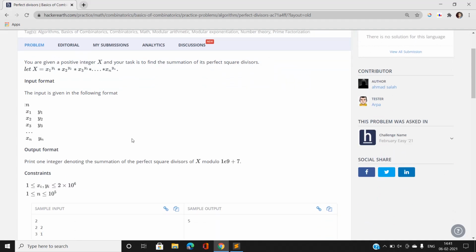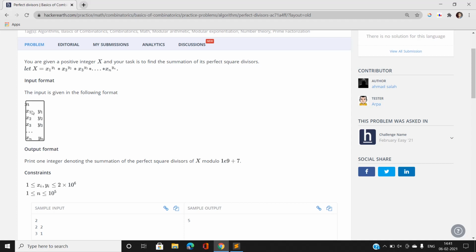In this question, we have been given a positive integer x, where x can be represented as x1 power y1 into x2 power y2, up to xn power yn, and x1, y1, x2, y2 up to xn, yn are given as input data. What we have to do is print the sum of the perfect square divisors of x. Note that we have to print the answer after taking modulus 1e9 plus 7.